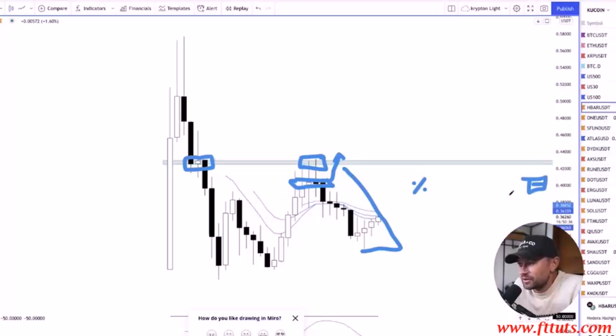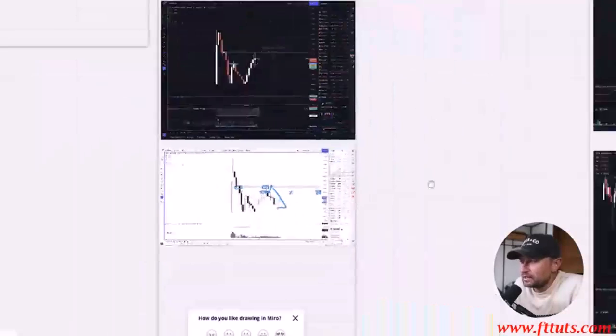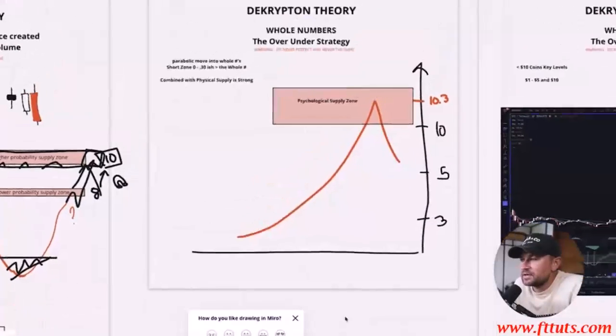There also is the 40 cent mark. It's probably not going to stop exactly at 40 cents. It's probably going to spike over 40 cents slightly, then reverse and fake everybody out into a bull trap. And so when we look at the psychological supply zone numbers, here's just an example.